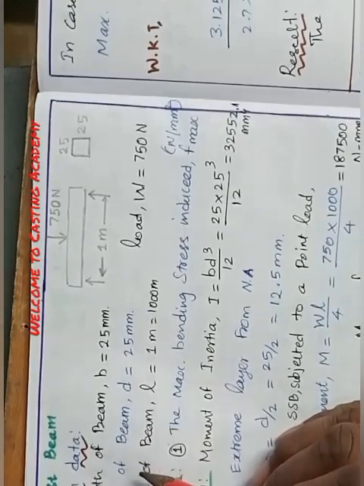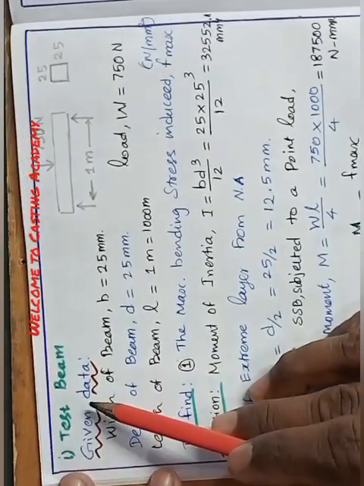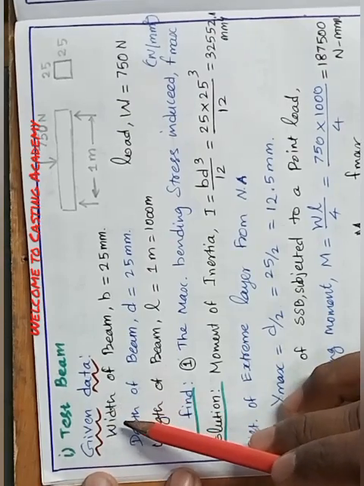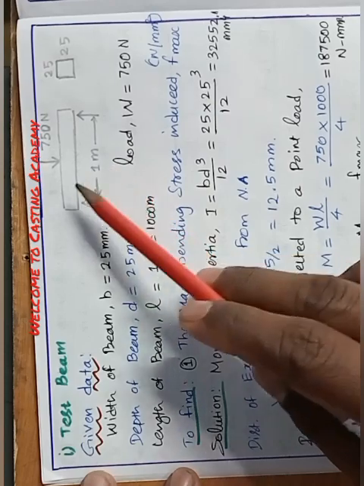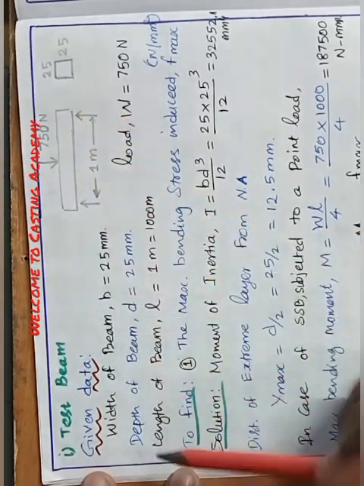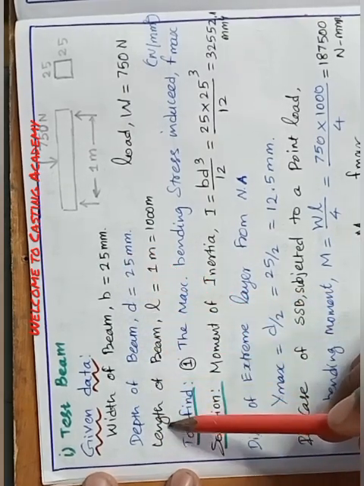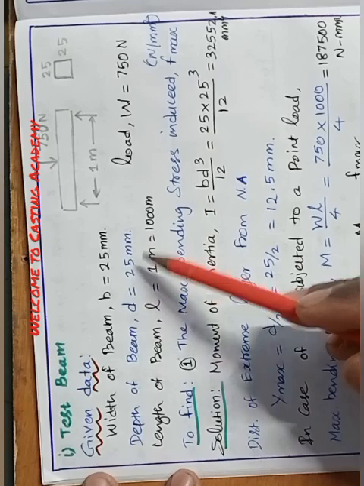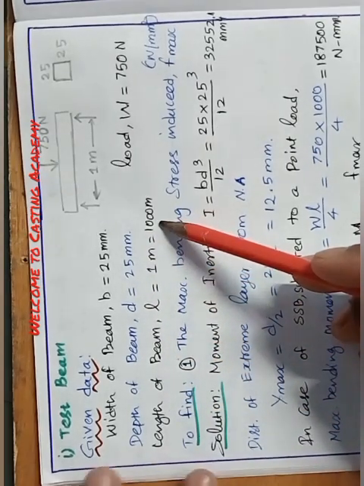So now you see, number 1, test beam. Consider test beam. Given data, first write down: the test beam is 1 meter long and 750 Newton central load. The cross section is square, 25 mm square. So width of the beam B equal to 25 mm and depth of the beam D equal to 25 mm also. Length of the beam L equal to 1 meter, that is 1000 mm.